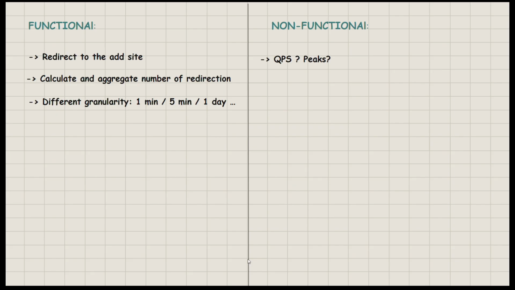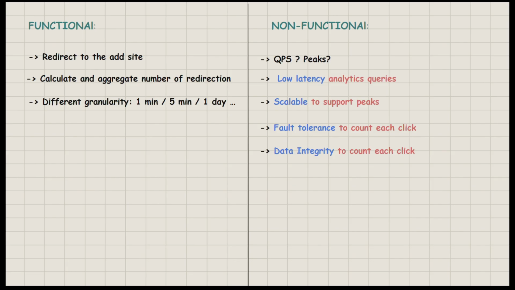Non-functional requirements: ask for expected QPS and whether there are traffic peaks, low latency for analytical requests, meaning fast queries for aggregated data, scalable to support traffic peaks, fault-tolerant and data integrity so that every click is counted, click idempotency to avoid miscounting, as real-time as possible, meaning aggregated data is available almost immediately.